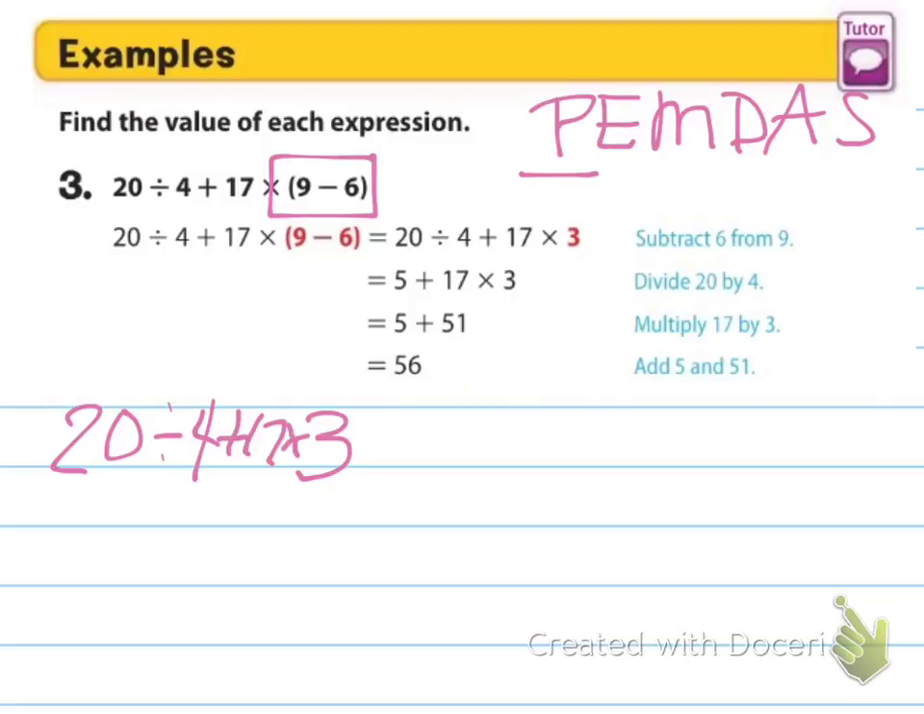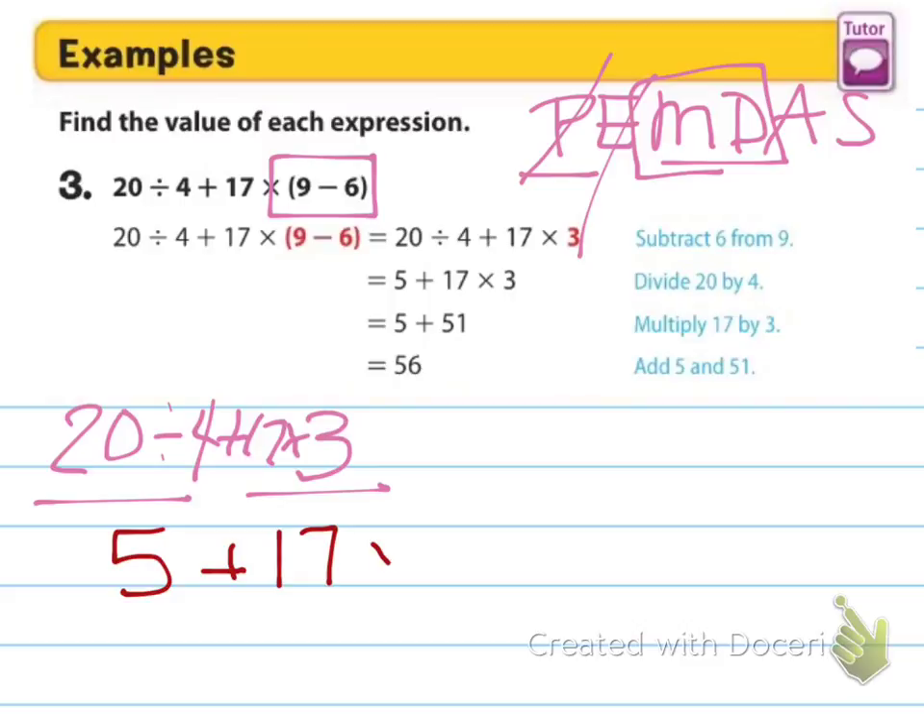Okay, that kind of got sloppy. Sorry about that. So now we're going to keep moving along. Do we have any exponents? Nope, no exponents. Do we have any multiplication and division? Yes, we have division here, and we have multiplication here. And remember that we're working from left to right. So I'm going to start by doing my division of 20 divided by 4, which is 5.